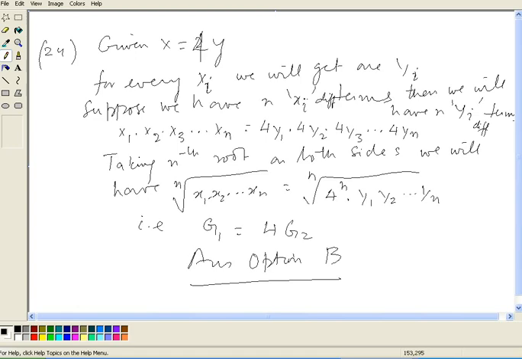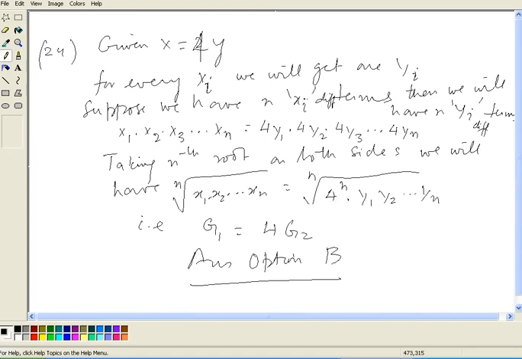Now for every x, for x1 we will have one y1, for x2 we will have one y2, x3 will have one y3, etc. xn will have yn. Suppose we take n terms. Now x1 into x2 into x3, etc. up to xn. Now we know x equals 4y, which means x1 will be equal to 4y1, x2 we replace it as 4y2, etc. up to 4yn.